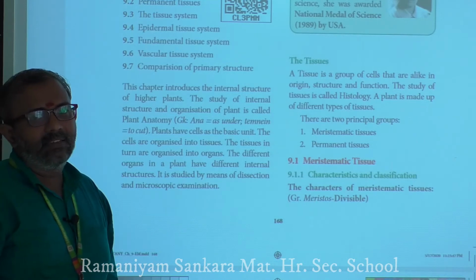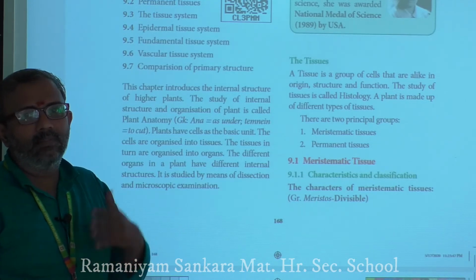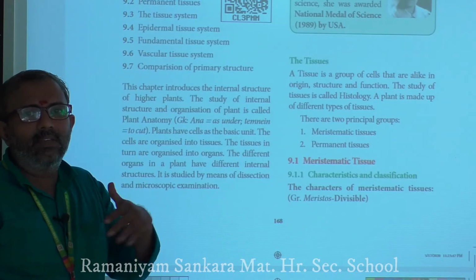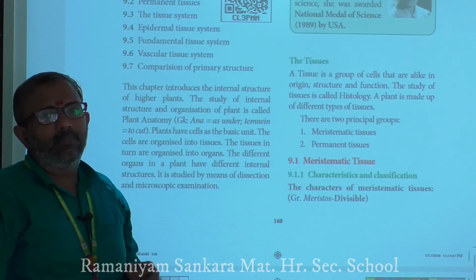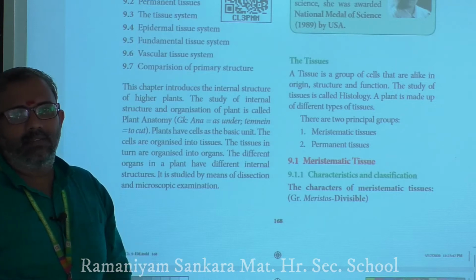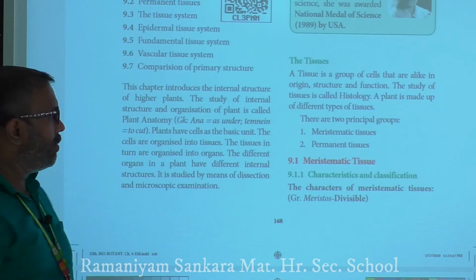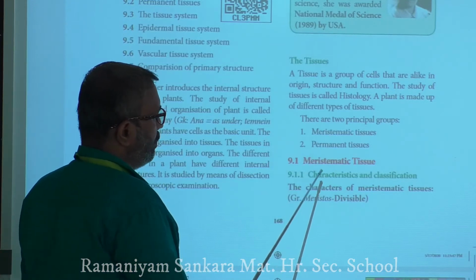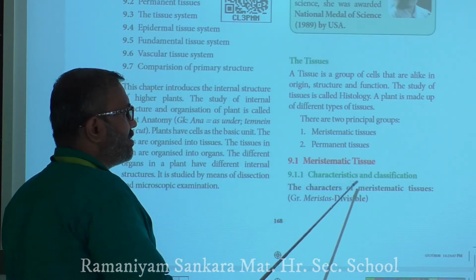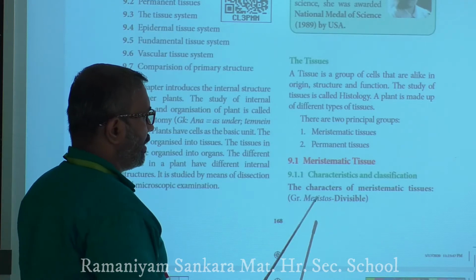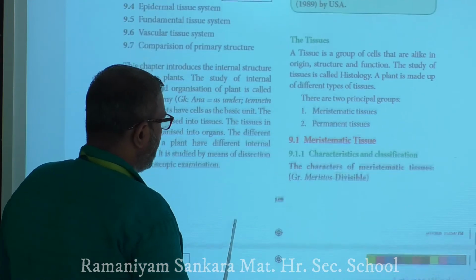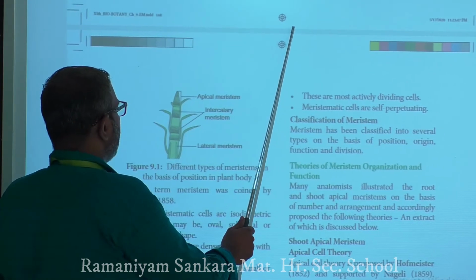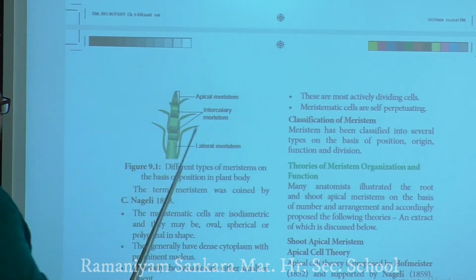Meristematic tissue is the tissue whose cells keep dividing, with unlimited growth. But permanent tissues cannot divide, so they are called permanent tissues. Now let us look at the characteristics and classification of meristematic tissues. Meristem means divisible, so these are called meristematic tissues.